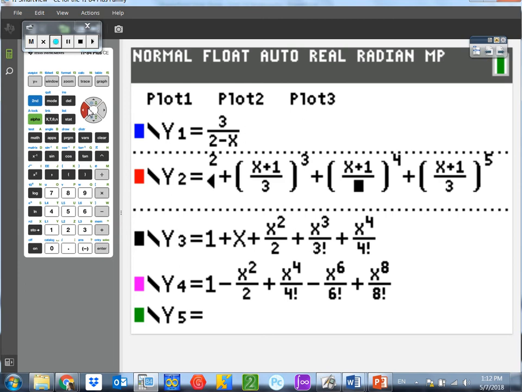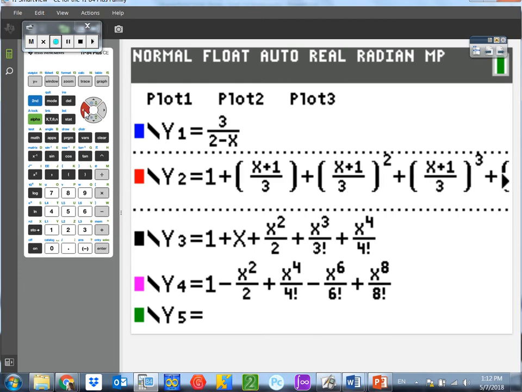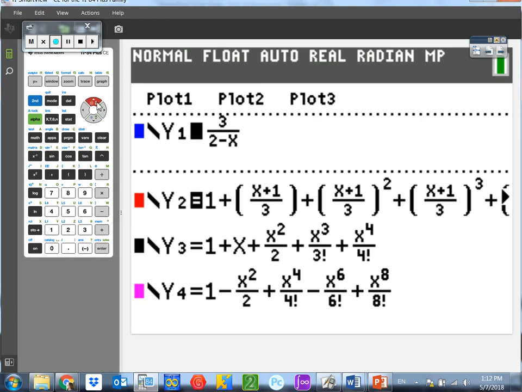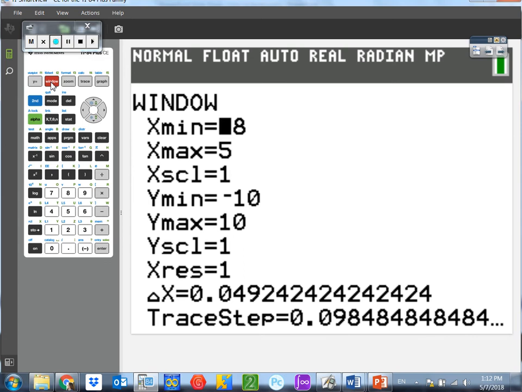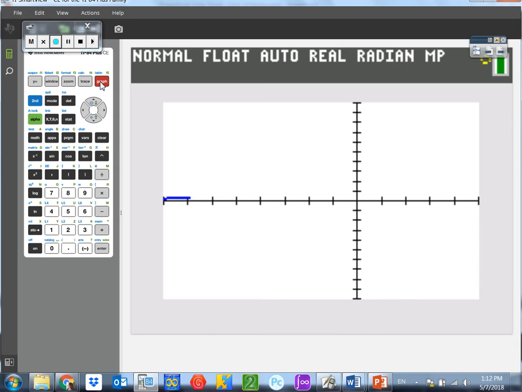And so what I'm going to do is I'm going to graph both of these little guys. So I'm going to go over here and highlight my equal sign on these two graphs. So I want to graph this one, and I want to graph that one. And let's see what our window is set at. -8 to 5. That should work. Alright, so let's graph it and see what's going on.